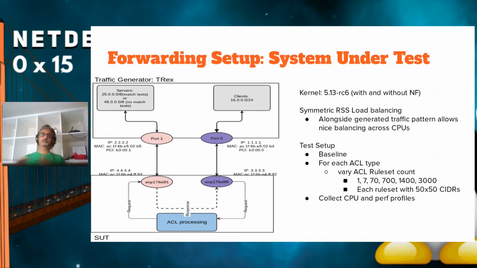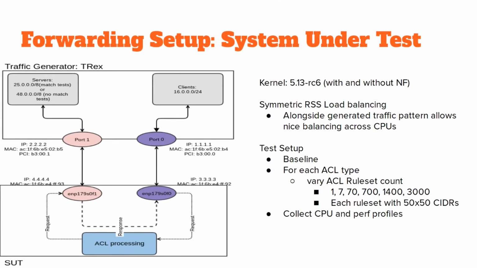We compiled two kernels. I should mention that, one with Netfilter and the other one without. It's kernel 5.13-rc6. This was for all the tests we did. On the system on the test side, which is this system here, we run RSS. So we consumed all the 26 cores. And we created, of course, really nice traffic patterns so that all the 26 CPUs were basically equally exercised.